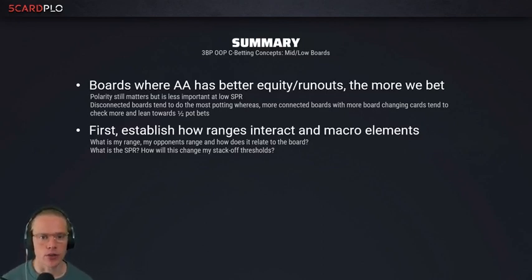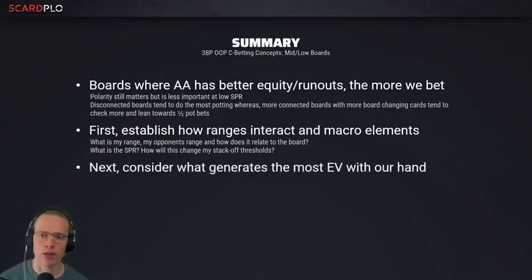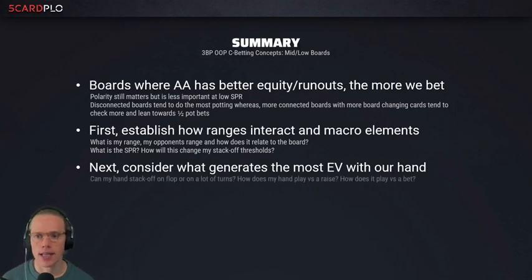Then once we have established these macro ideas, we want to consider with our particular hand what generates the most EV. We've discussed some of the things we want to be thinking about depending on what kind of scenario we're in. One of them is: can our hand stack off on the flop or on the turn if we elect to pot, or if we elect to bet half pot? Also think about how our hand plays versus a raise after we bet. And if we think about checking our hand, how does that play versus a bet, or versus a check back?